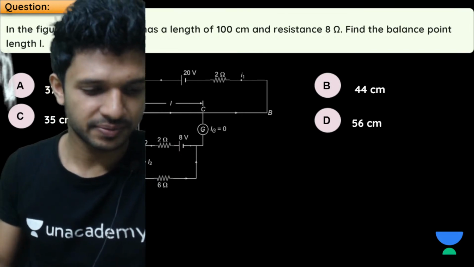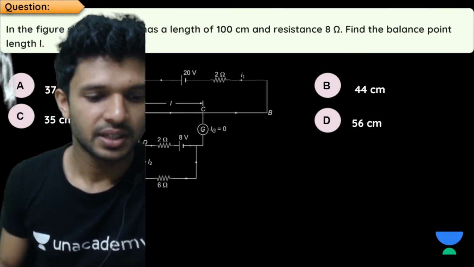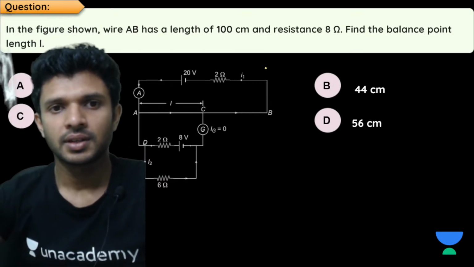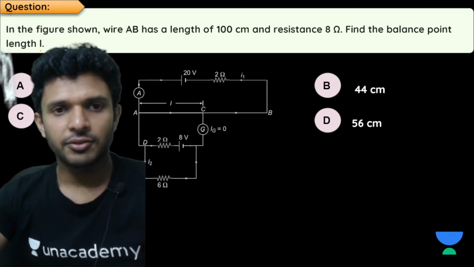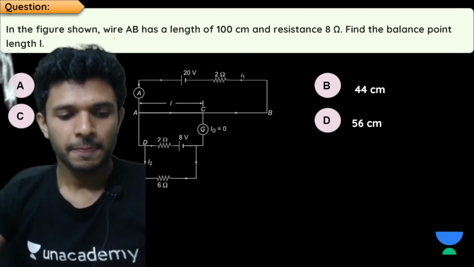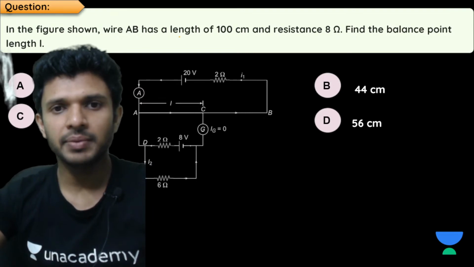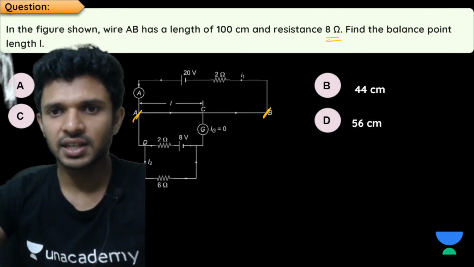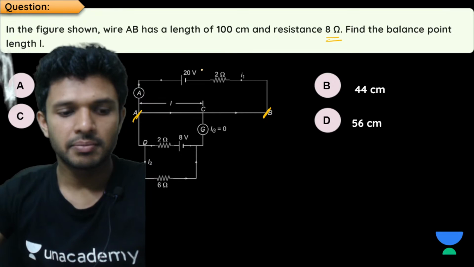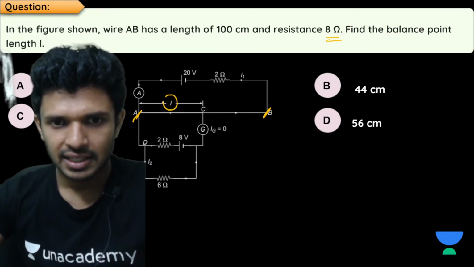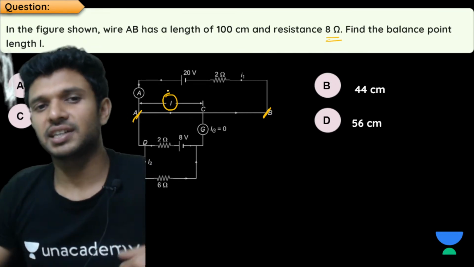Next question. Go for it. Can you all see the question? In the figure shown, wire AB has a length of 100 centimeter and the resistance is 8 ohm. Find the balance point of length L. ये L का value find करना है.